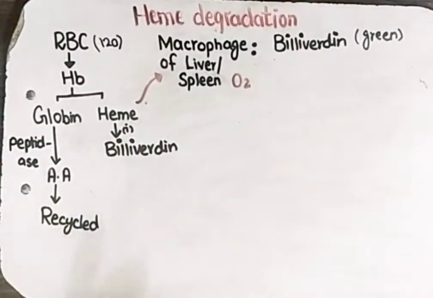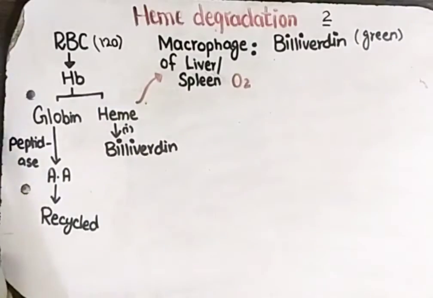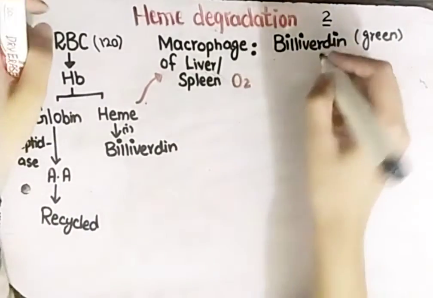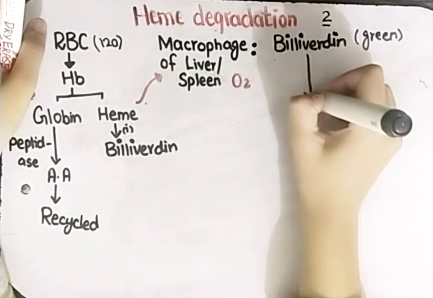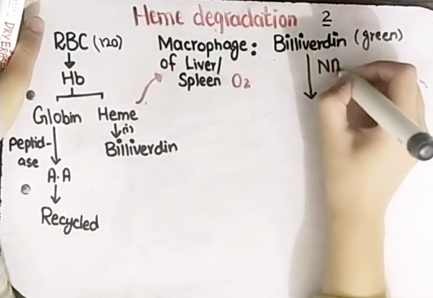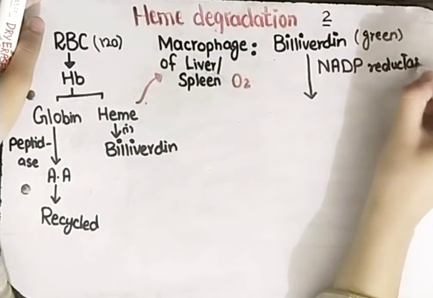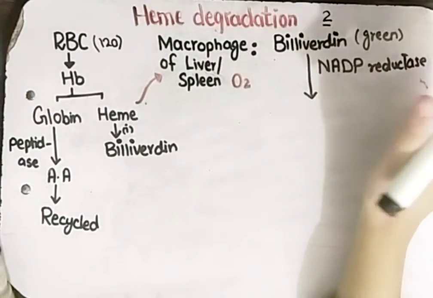Okay students, now we are looking at the second step. As we said, biliverdin has been formed from the heme. Now what is the second step? This biliverdin basically undergoes reduction. For reduction we need an enzyme, and that enzyme is NADP reductase. We need hydrogen to add for the reduction.